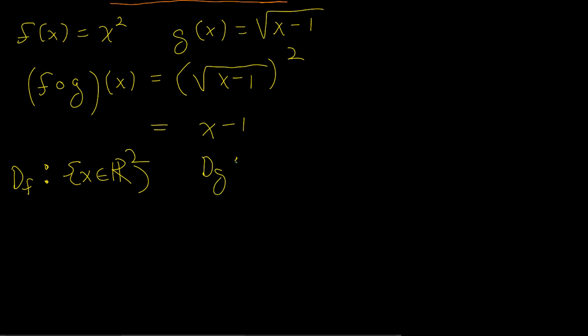For g, well, this is a square root. So x minus 1 has to be greater than or equal to 0, or x has to be greater than or equal to 1. And so for the domain of g, x is all real numbers as long as x is greater than or equal to 1. My composite function, because my input is initially coming through g, gets that domain restriction. This new composite function cannot have values less than 1.